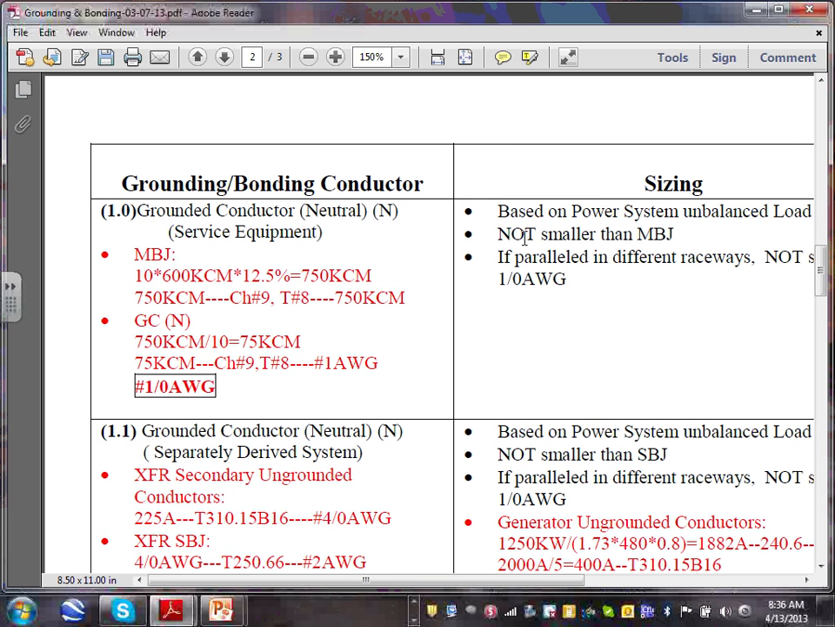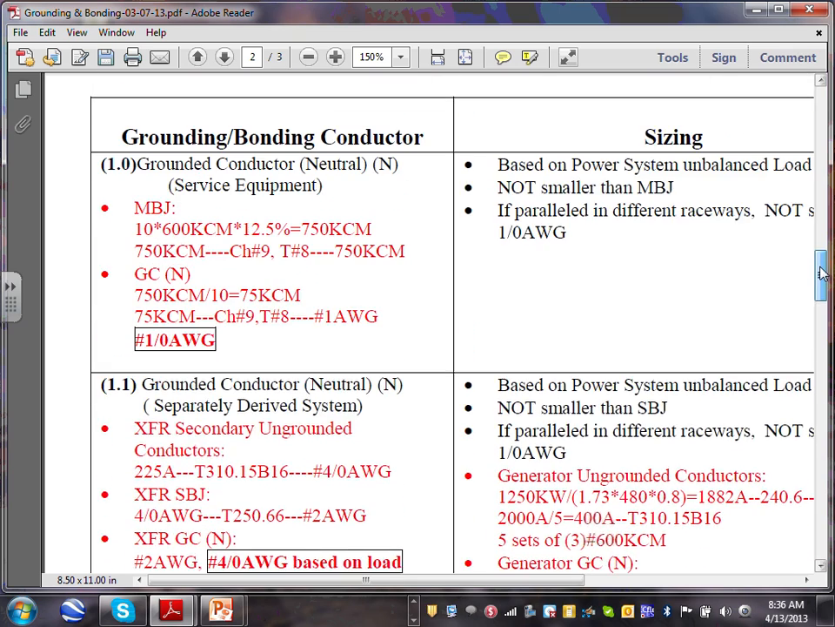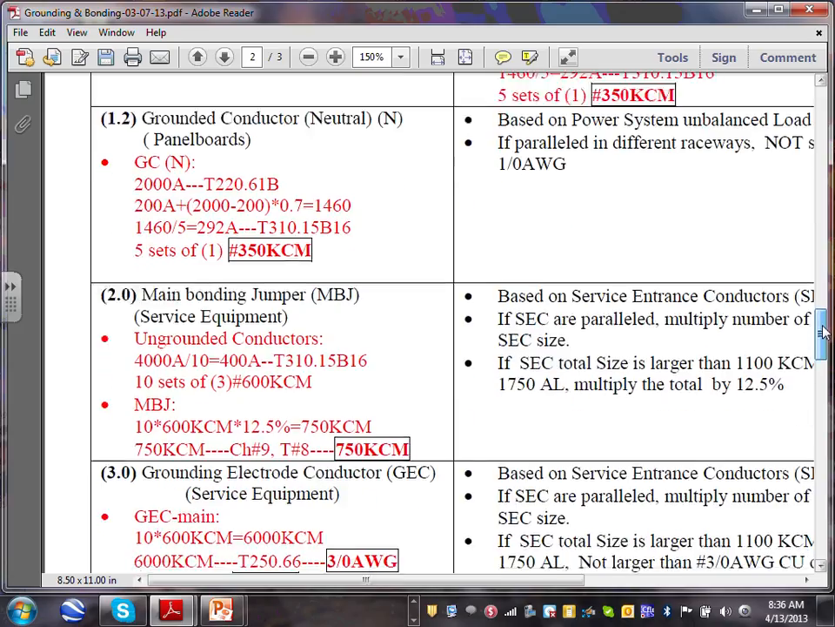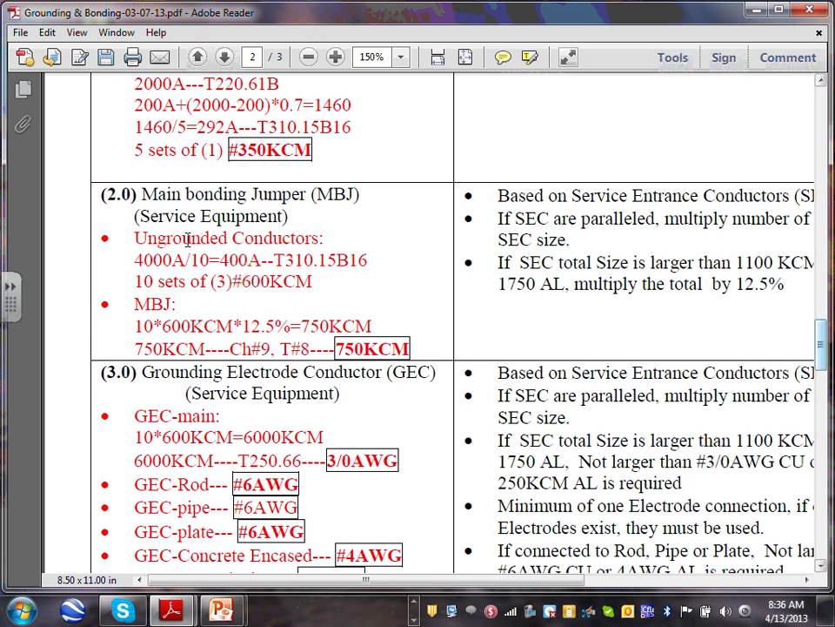So I'm going to go to number 1. How do you size number 1, guys? We said it's based on the main bonding jumper. So it cannot be less than the main bonding jumper. And I have an example for you guys here. The main bonding jumper is size based. So let's go down to the main bonding jumper because we're talking about the main bonding jumper. So main bonding jumper is right in here.